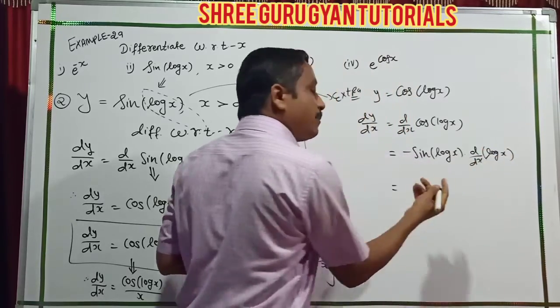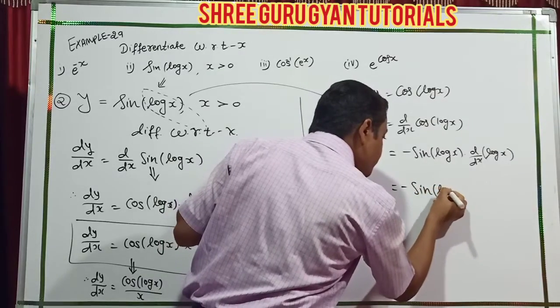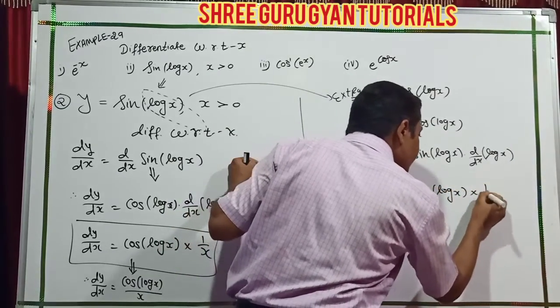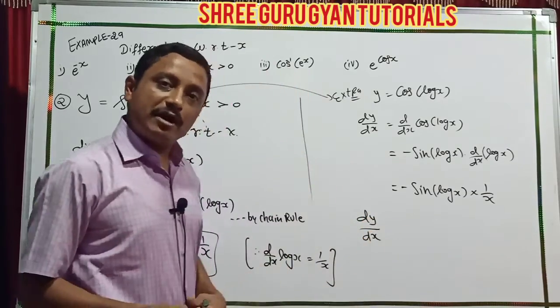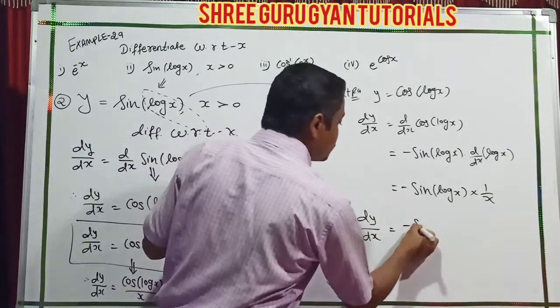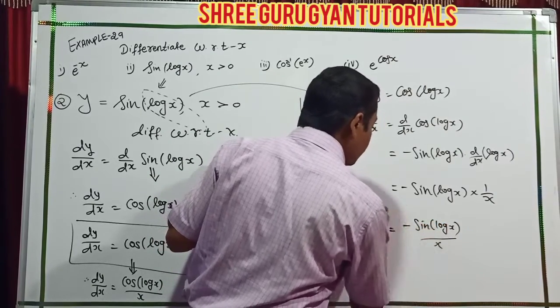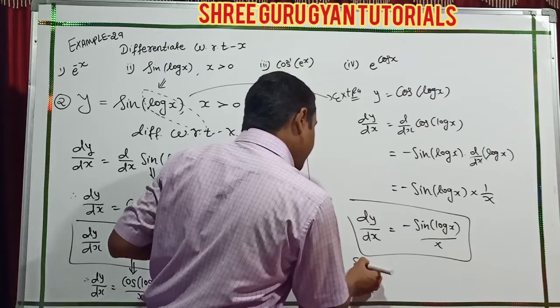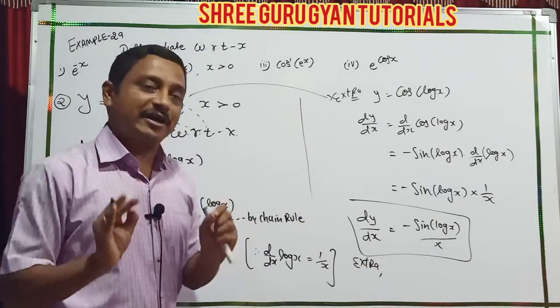Now, same application, students. Minus sine of log x, same. And the log x derivative is 1 by x. So dy/dx here, students, is minus sine log x by x. Here it is happily done. And you also try different extra questions for your self practice.